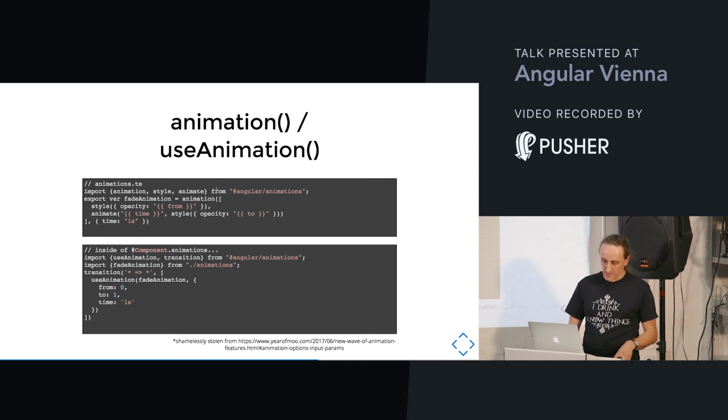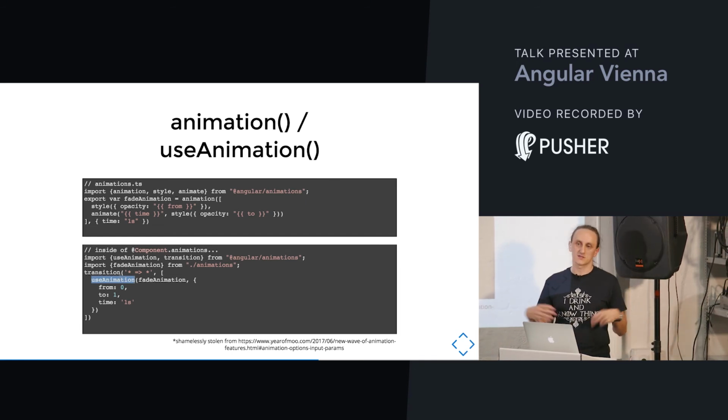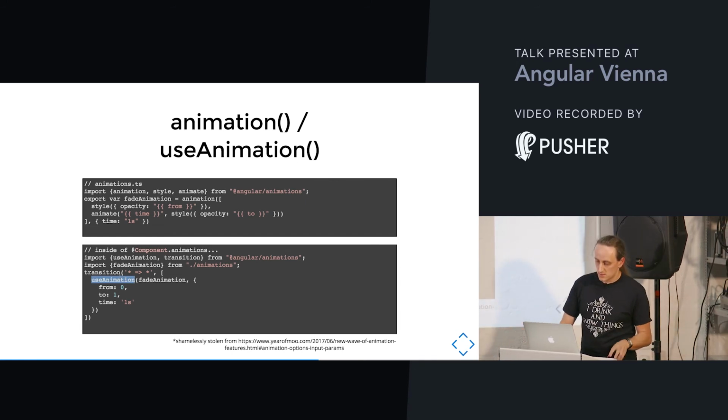Animation reuse using animation or use animations. So we define some animations, use export, and then using the use animation keyword, we can import them in some other components and then reuse them. And so it's a great thing.